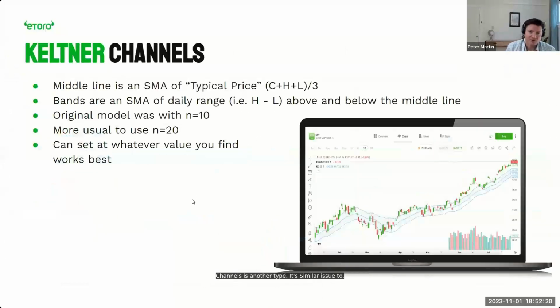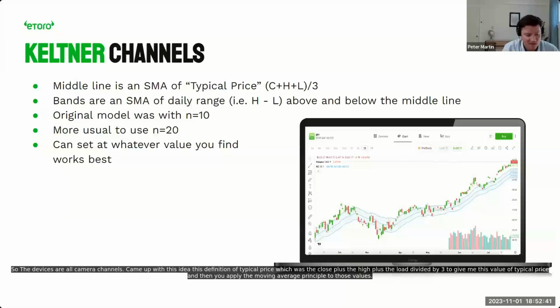Now, Keltner channels are another type. It's similar-ish to Bollinger Bands, but it's calculated in a different way. In this, the SMA is calculated in a slightly different way. It's an SMA of typical price.